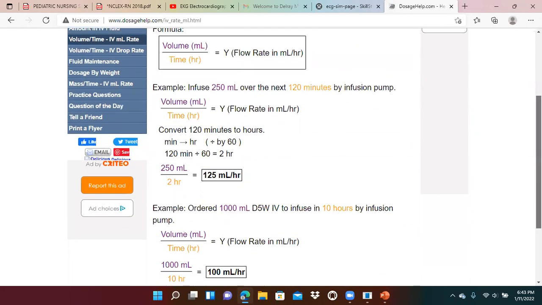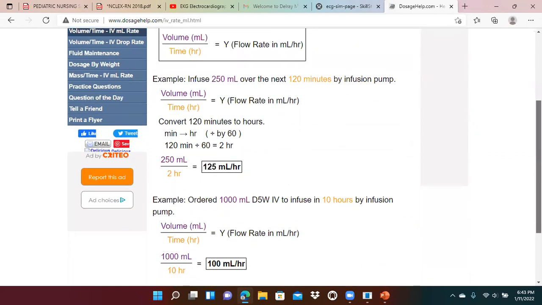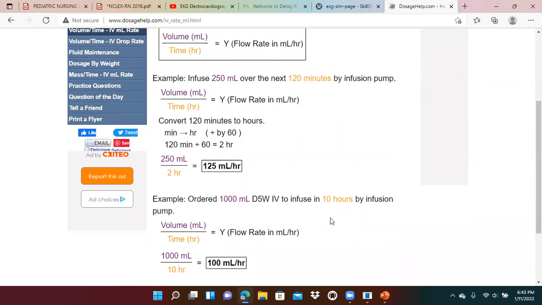Another formula here. Say, ordered 1000 ml dextrose 5% water IV to infuse in 10 hours. So time is expressed as 10 hours, and we need time in hour according to the formula. So volume is here 1000 ml. Time is 10 hours. So what is the flow rate? Infusion pump means flow rate in ml per hour. 1000 divided by 10 is 100 ml per hour.